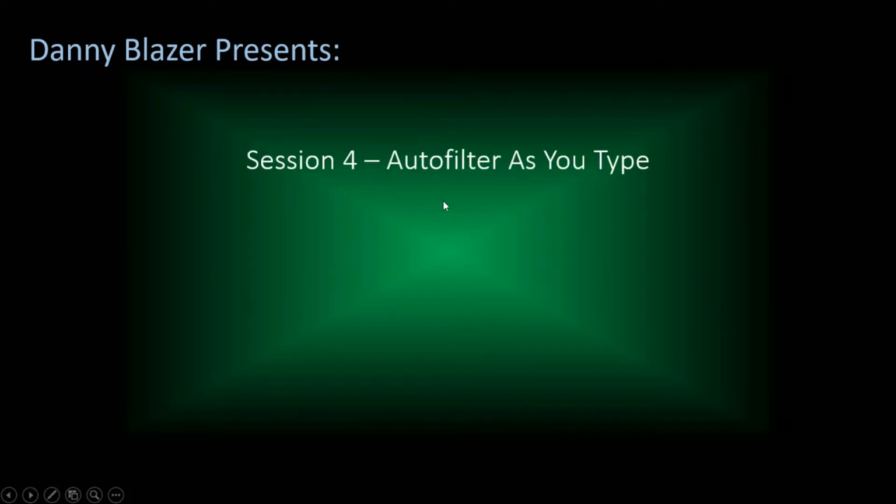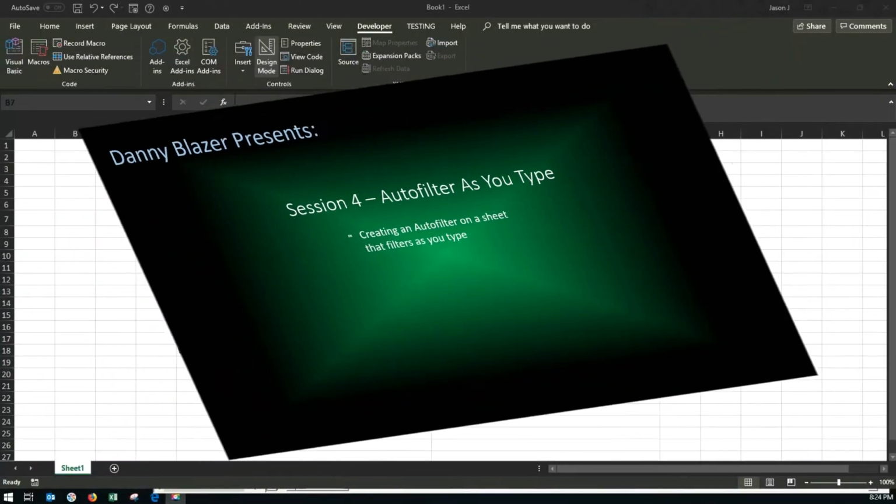This is Danny Blazer. What we're going to look at today for session 4 is autofilters. Basically, it's going to filter as you type, going to hide the rows, and just be able to search a whole table of data. It could be really advantageous with like a Q&A, things of that effect. So, let's go ahead and jump right in.